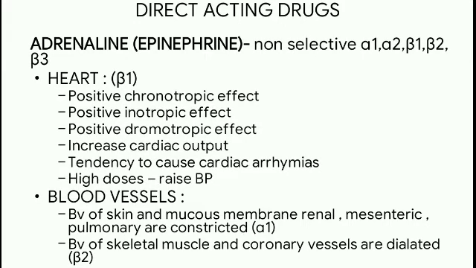And blood vessels of skeletal muscle and coronary vessels are dilated because they are beta 2 receptor mediated. As we have seen earlier, beta 2 receptor has an inhibitory action, so they dilate the blood vessels, while the alpha 1 receptors constrict the blood vessels.